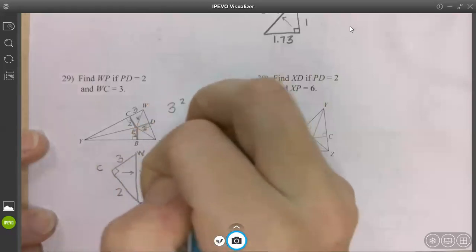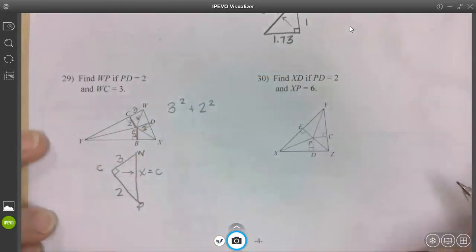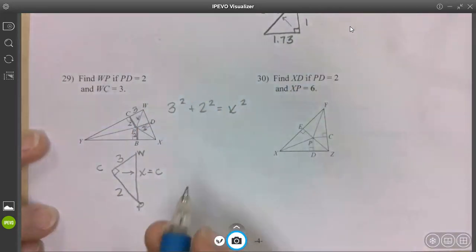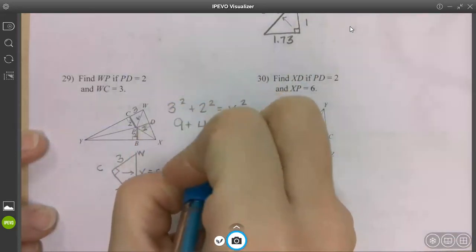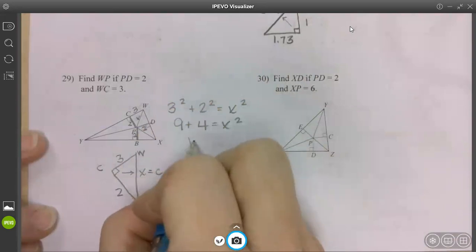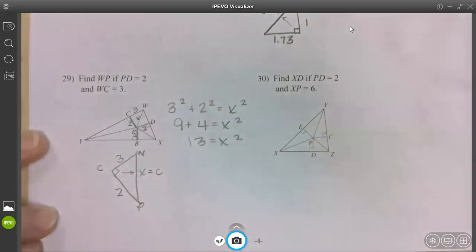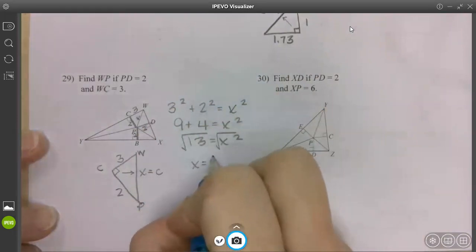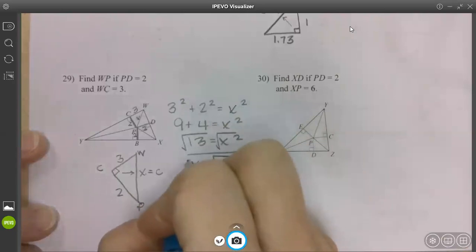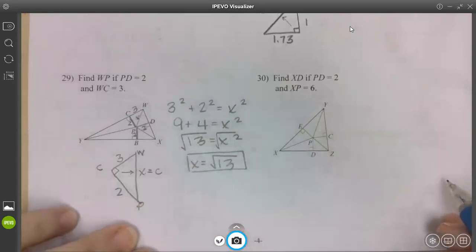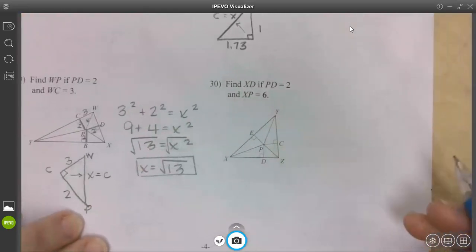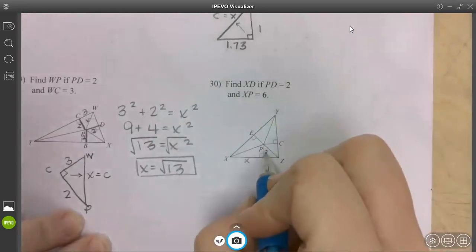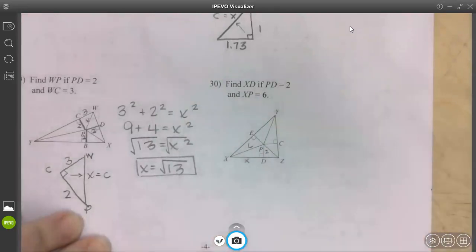So A squared plus B squared, 3 squared plus 2 squared equals X squared. We get 9 plus 4 equals X squared, or 13 equals X squared. Take your square root. And you can just leave it as the square root of 13. Last one. Find XD if PD is 2 and XP is 6.